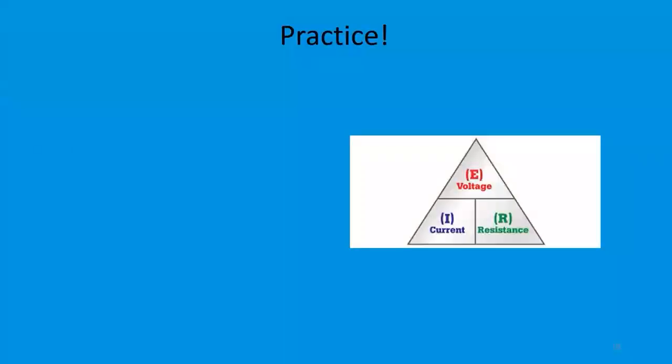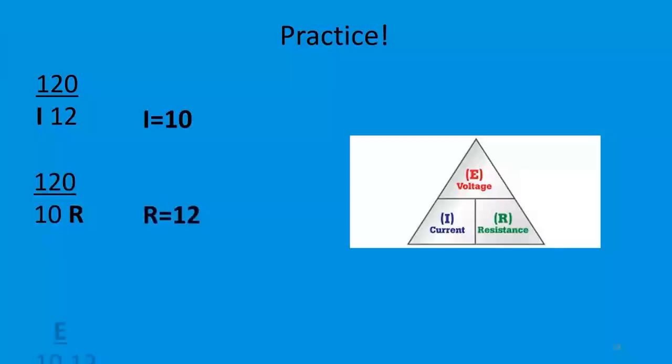Let's practice. Okay, we're solving for I. We divide 12 up into 120. 10. Solving for R. We divide 10 up into 120. 12. Solving for voltage. We take 10 and multiply it by 12. 120.